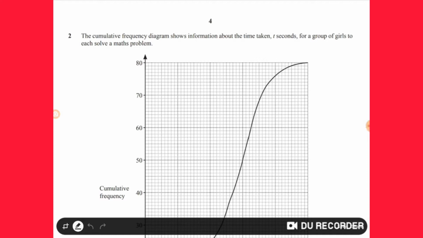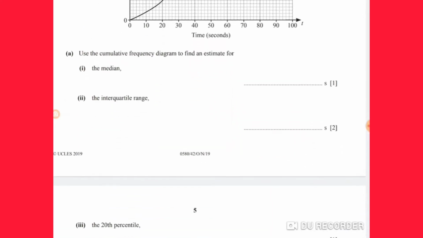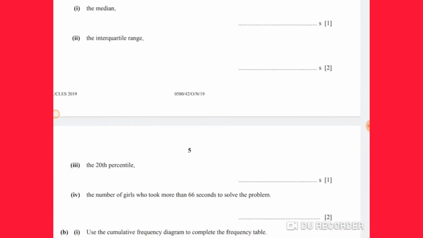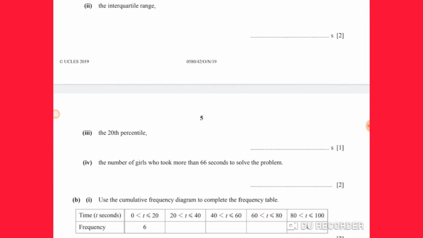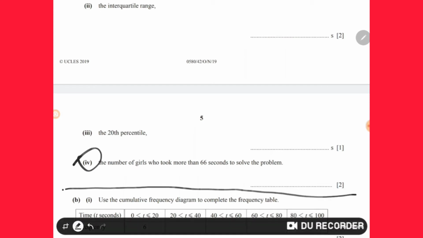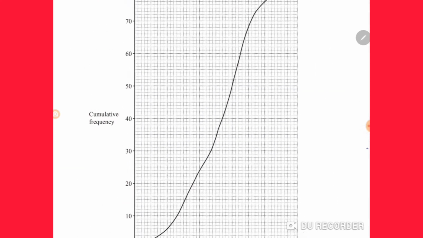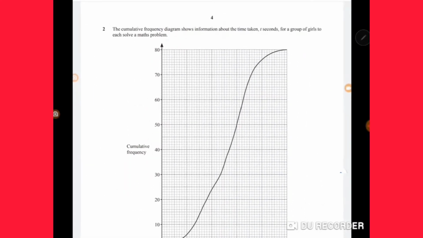In this video, I'm going to continue Paper 4 IGCSE Math, October-November 2019. Okay, so let's do question number 2A. This part we'll talk about in another video. So, let's try question number 2.